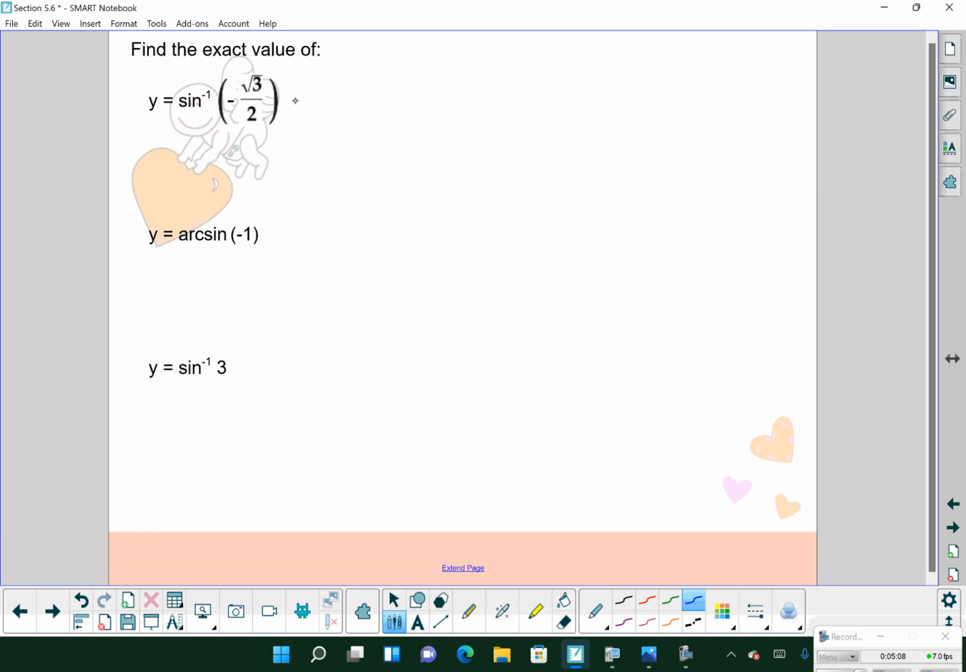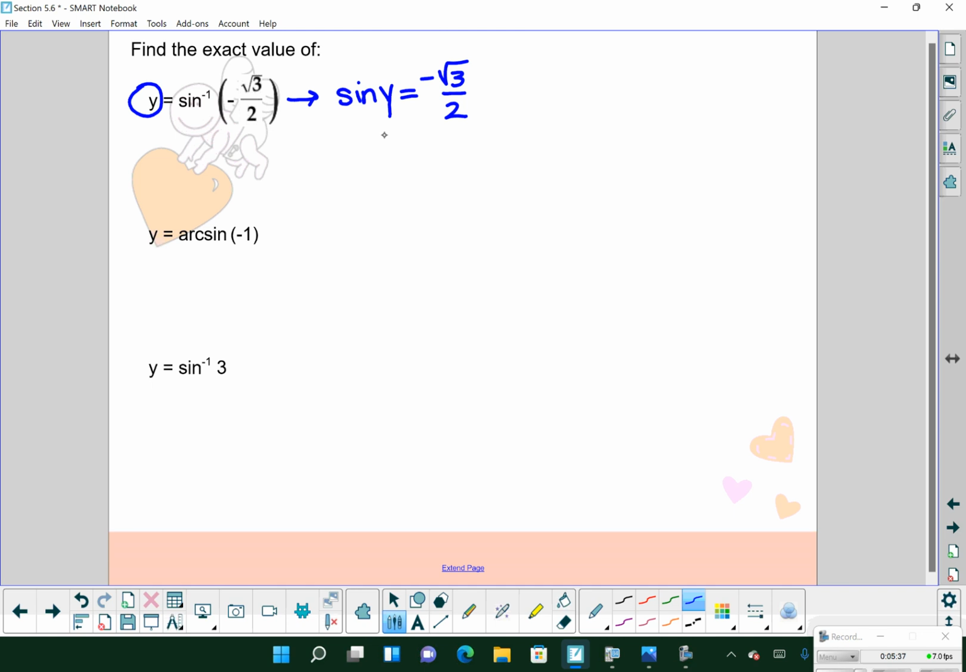When we see inverse sine of negative root 3 over 2, that means sine of some angle y, that's what we're solving for, is equal to negative root 3 over 2. And our job is to figure out what angle will give us that value. Now, if you look on your unit circle, there are two values that actually work between 0 and 360 or between 0 and 2 pi, depending on if you want answers in degrees or radians.